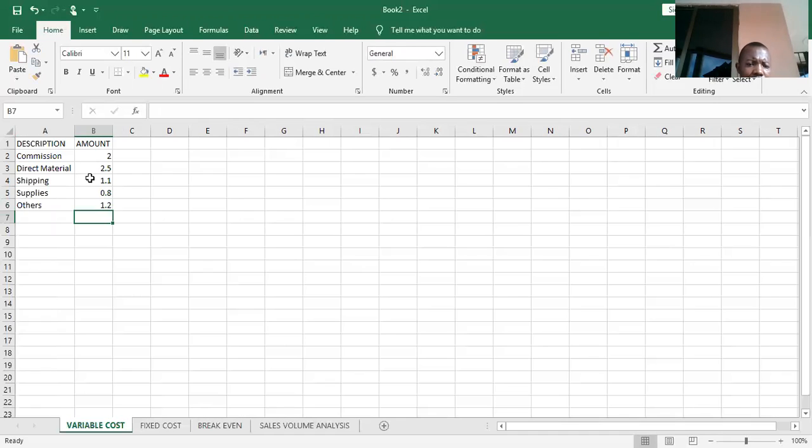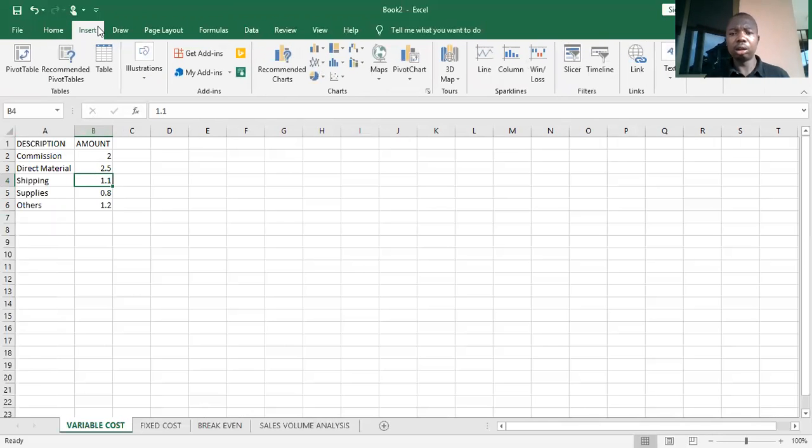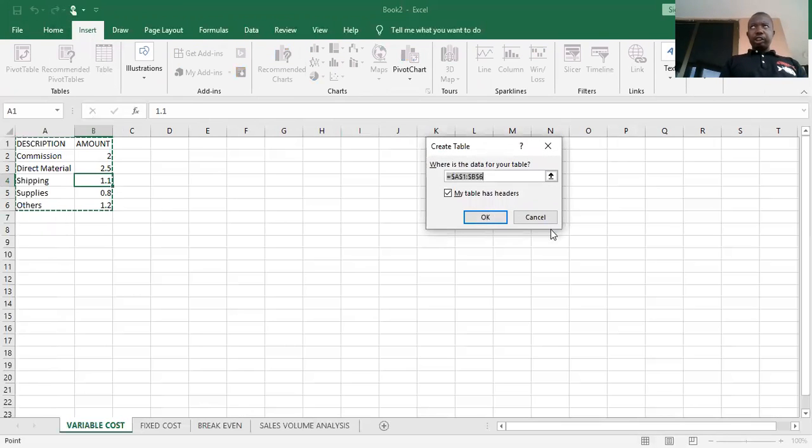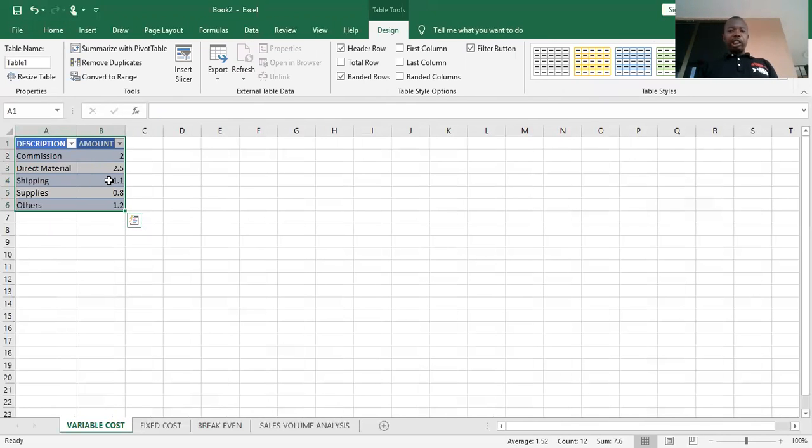Now, when we finish, like we learned in the previous video, we will have to create a table for this. So to get a table done, we go to Insert, and then from Insert, we click on Table. Then you see that My table has headers is ticked. We maintain that one. We click OK. Every table you create in Excel in your work has to be named. So this particular table, we are going to name it variable table.